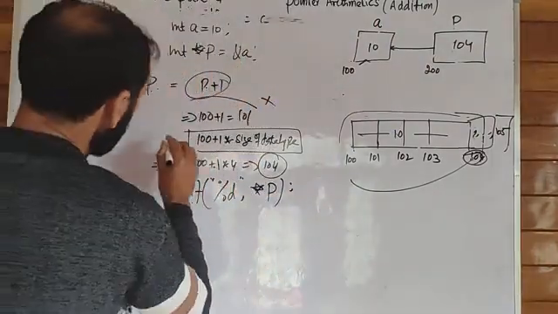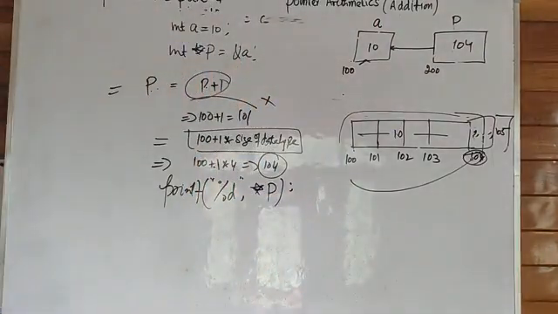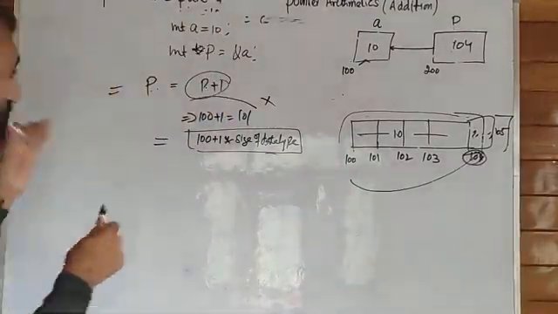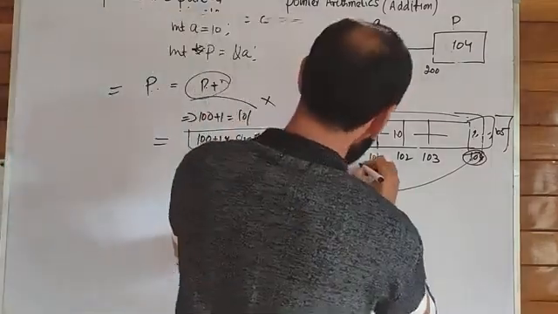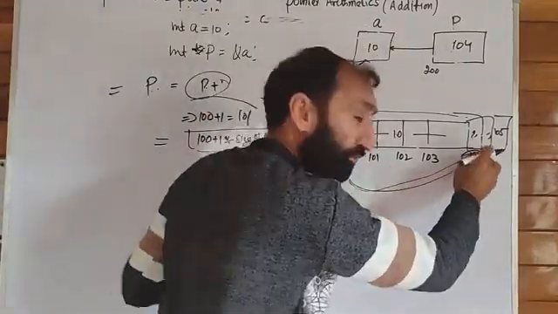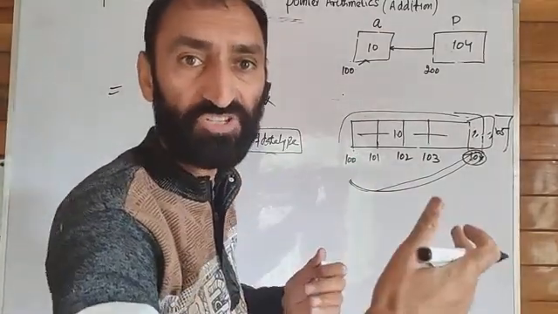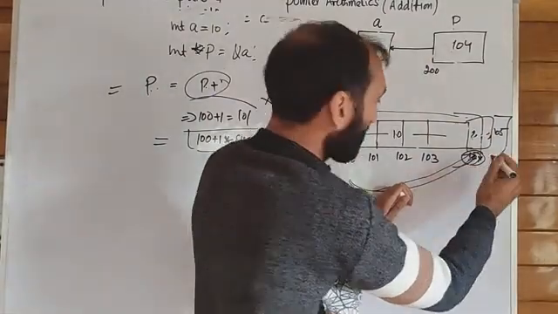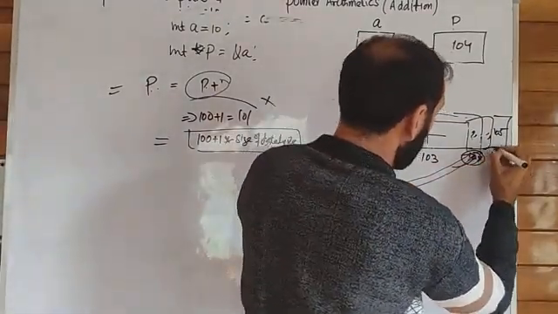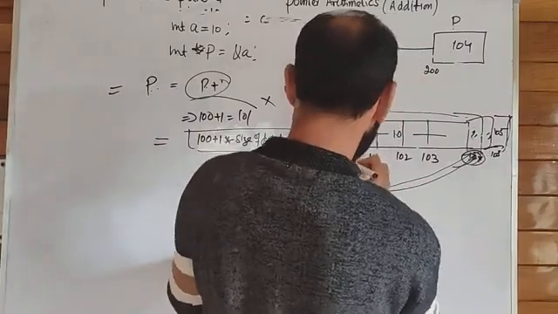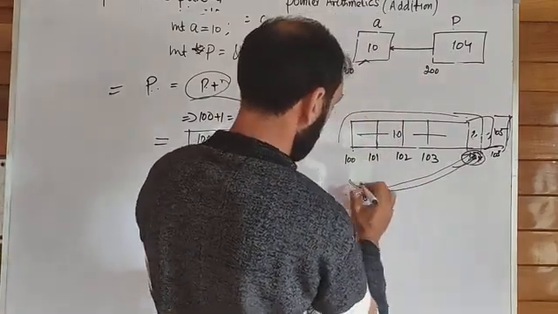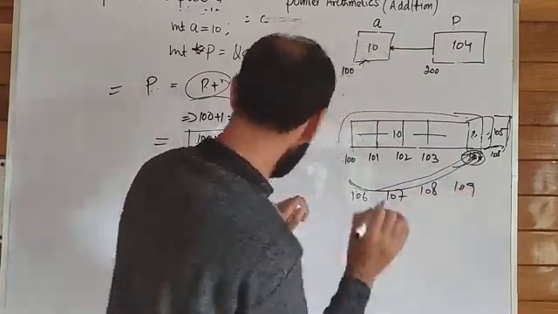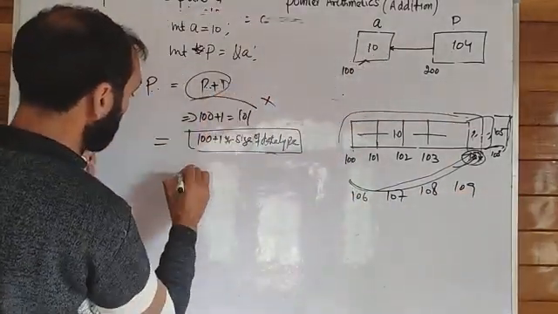The general syntax is p plus 1. If we write p plus 1, that means this pointer should switch to point to the next location. For example, 104, then 105, 106, 107, 108, 109.